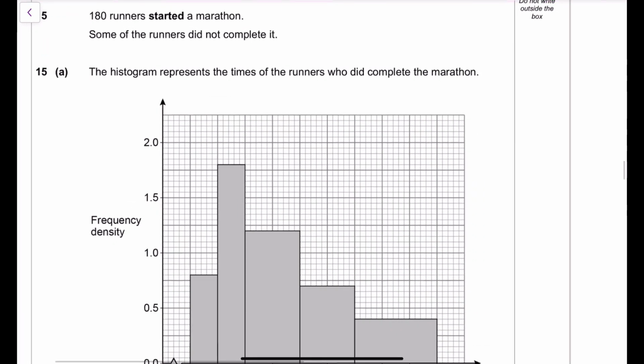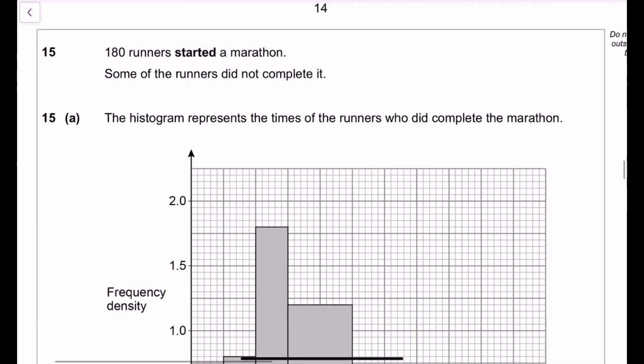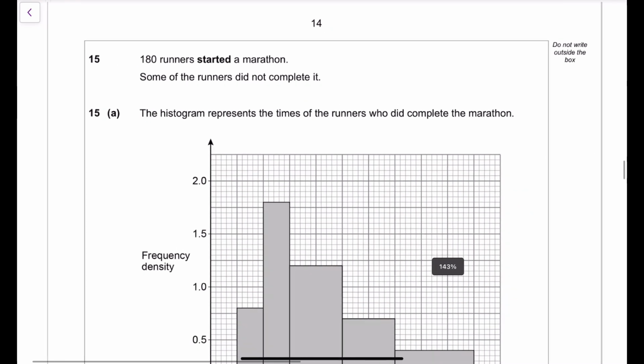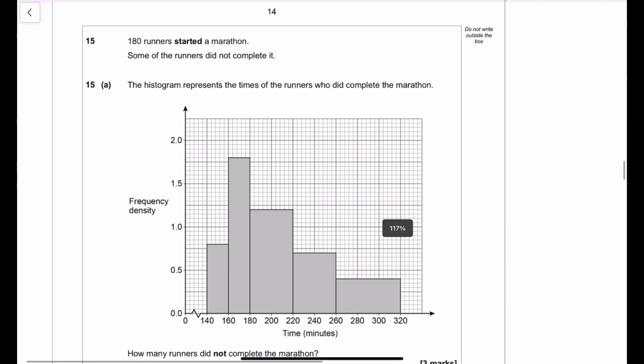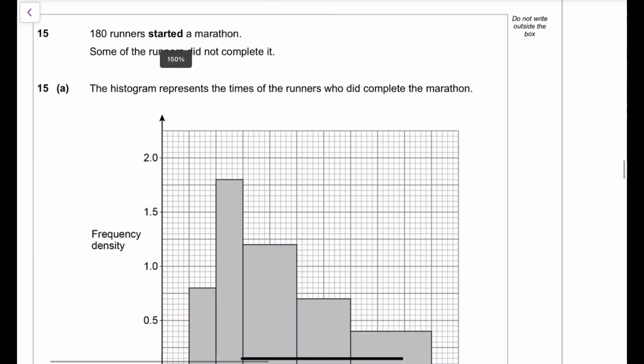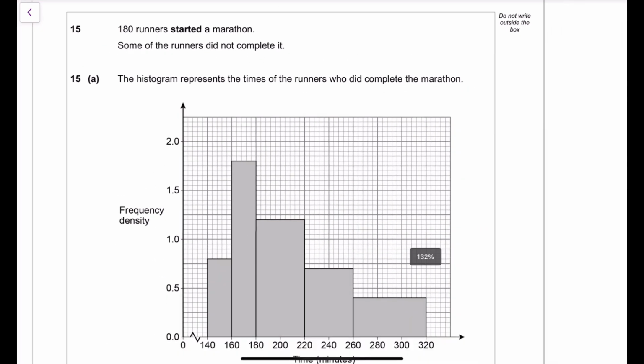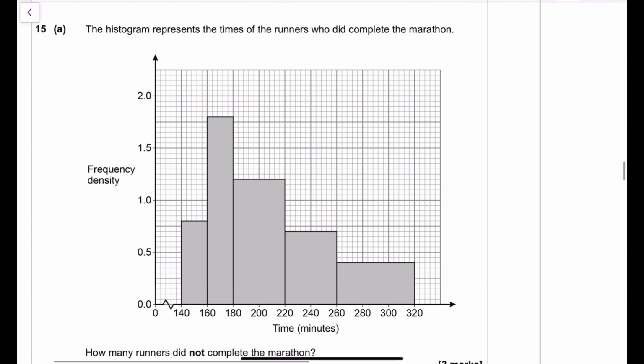Oh, right, histogram. And histogram questions on CCEA are quite often the worst questions. So we'll see what they're like here on AQA. Okay, we've got 180 runners started the marathon. Some of the runners did not complete it. The histogram represents the times of the runners who did complete the marathon. Okay, so it says 180 started it. So it says how many runners did not complete.